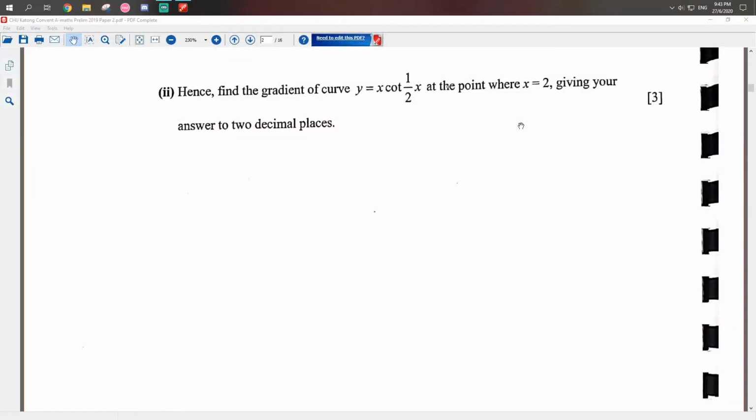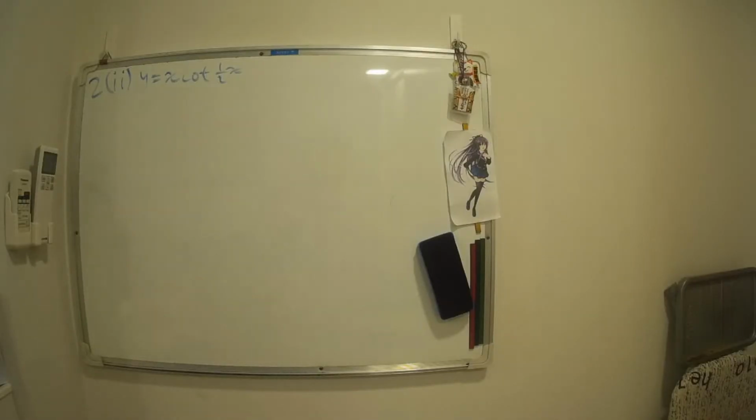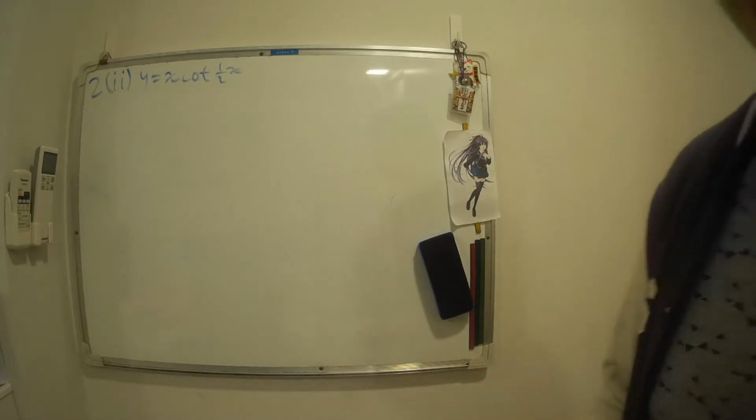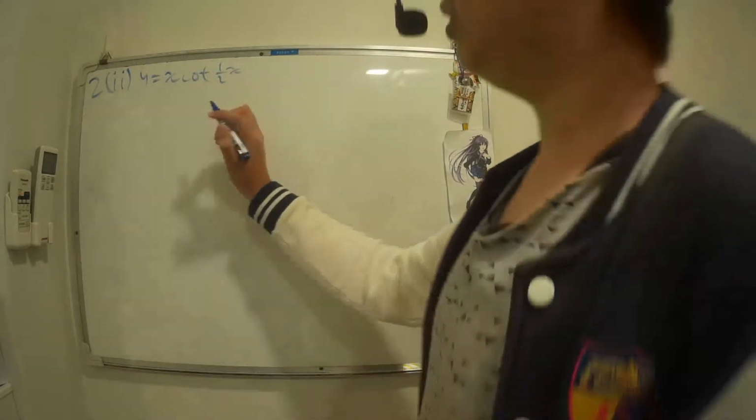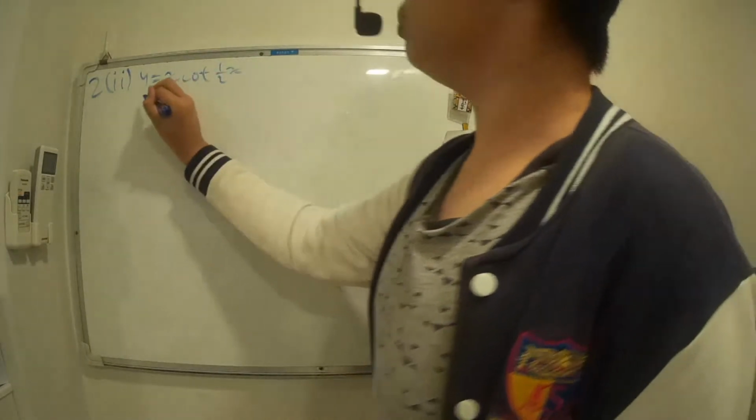Part 2. Hence find the gradient of curve y equals x cotangent half of x at the point where x equals 2, giving your answer to 2 decimal places. Now, this is a bit weird, of course, because we are not getting things in terms of pi, so we can still find dy/dx though.